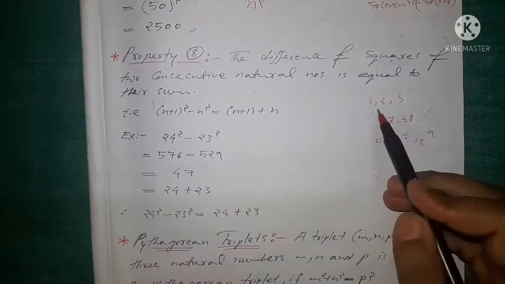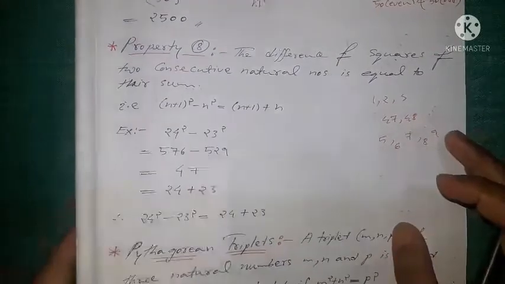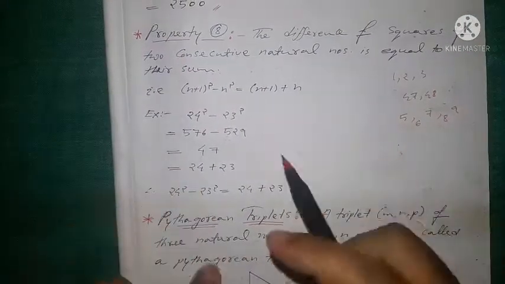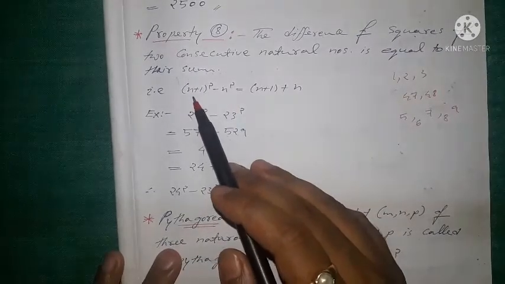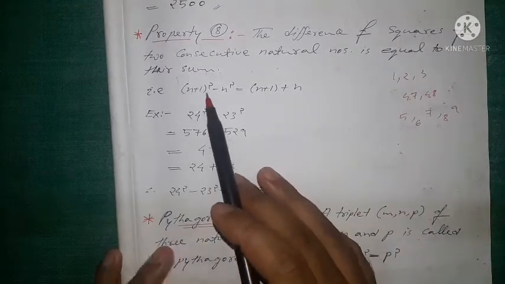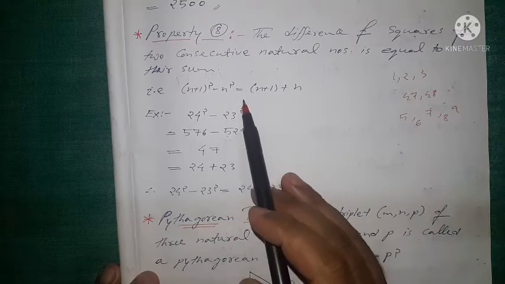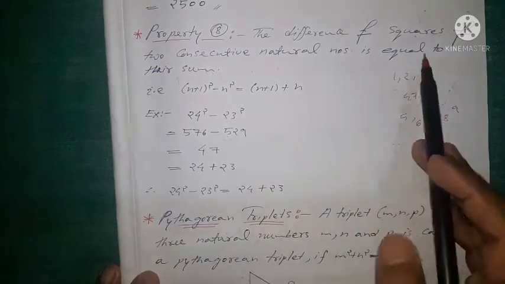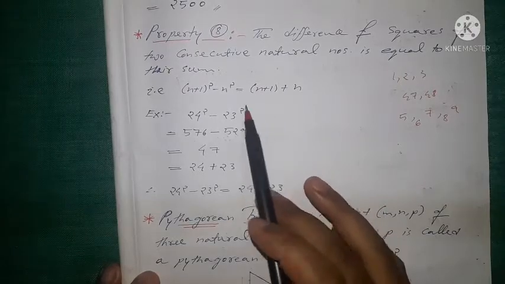So consecutive numbers means there is no gap between any two given numbers. That means they are continuing. So if one of the numbers is n, then the other one is n plus 1. So therefore, the difference of the squares, that means if we square the numbers, that is (n plus 1) whole square minus n square, is equal to their sum. That means it is the sum of the two consecutive numbers.